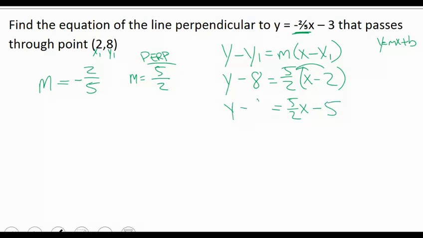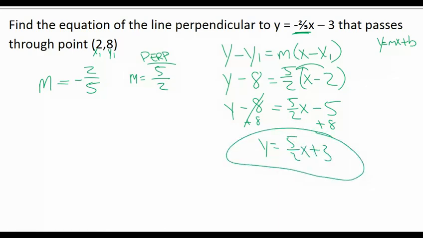So now I've got y minus 8 equals 5/2 x minus 5. You can see I'm almost in slope-intercept form. My problem is this minus 8 here. So all I've got to do is add 8 to both sides. And now I've got y equals 5/2 x plus 3. And now my equation is in slope-intercept form.